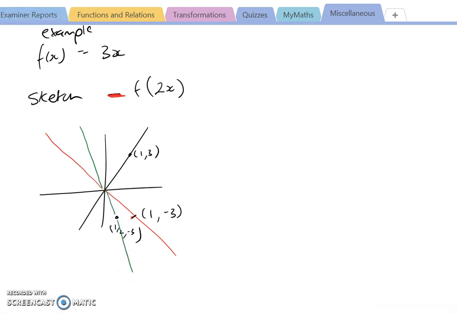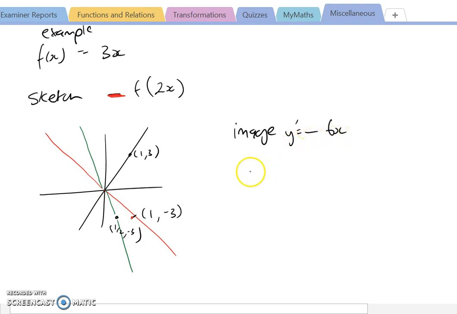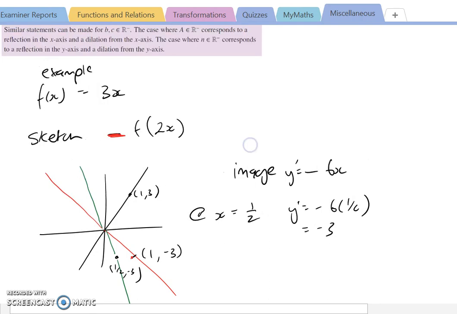And let's just check. If you sub in the following, you're going to get the result, or the image, to be minus, sub in 2x into there, minus 6x. The image is that. If you sub in x is a half, do you get back y is minus 3? You do. So you get back this line, which is y equals minus 6x after you've done the transformation. Okay, that's it.